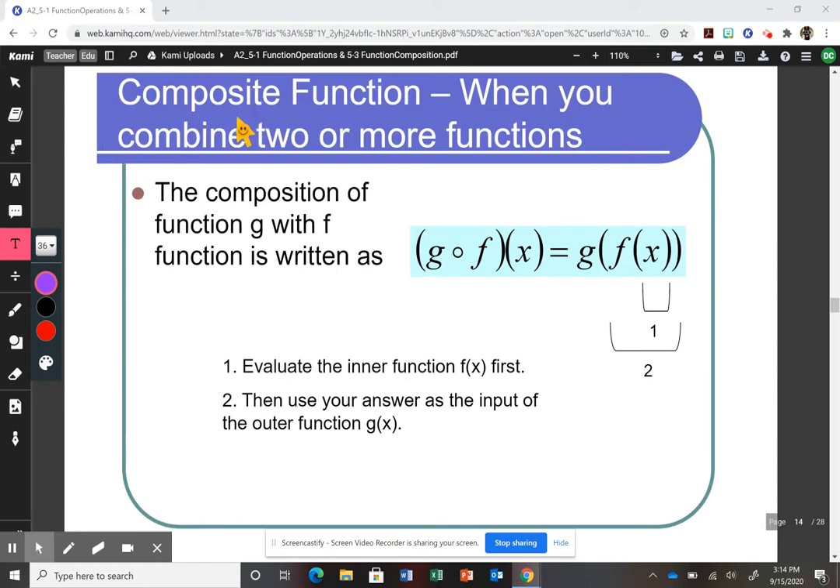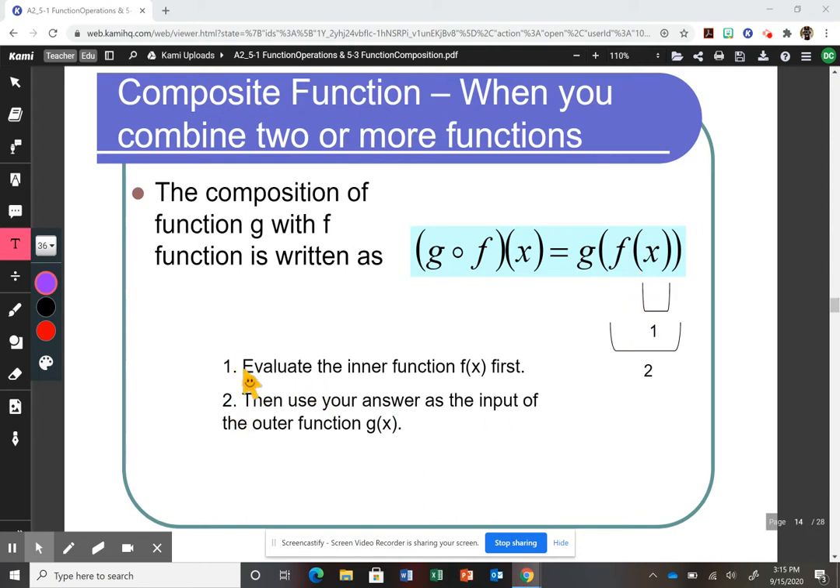So a composite function, that's when you combine two or more functions, okay? So the composition of function g with f, this is how you read it. The composition, this little open circle, is not times, it's composition. So this is read the composition of g with f, okay? And that's written like this. And it is also written commonly like this. This is easier to see which function is on the inside. So if it's on the outside, it stays on the outside. And if it's on the inside, it stays on the inside here.